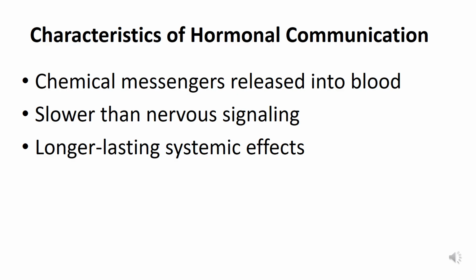Once released, they travel through the bloodstream. The blood acts like a delivery network for these chemical signals. This allows hormones to reach cells almost everywhere in the body.